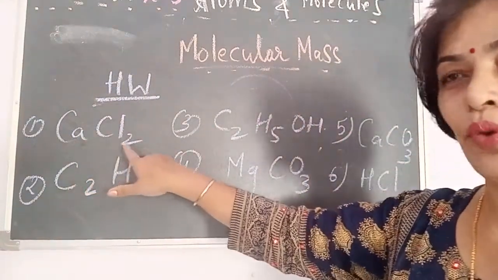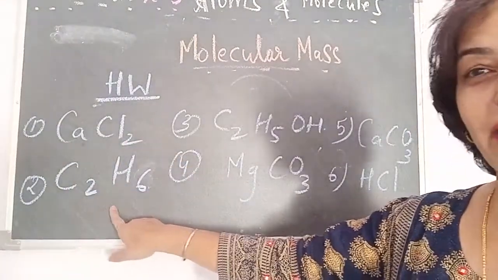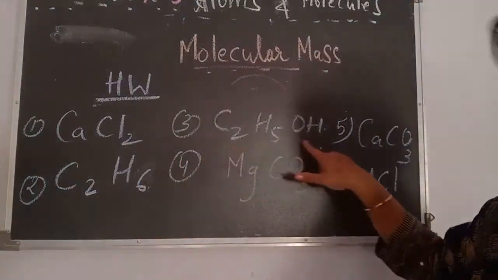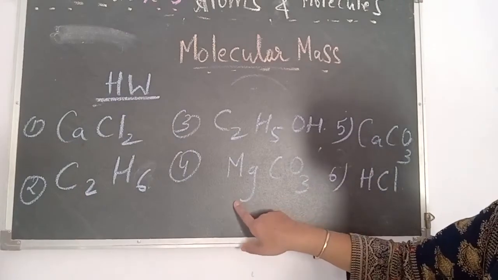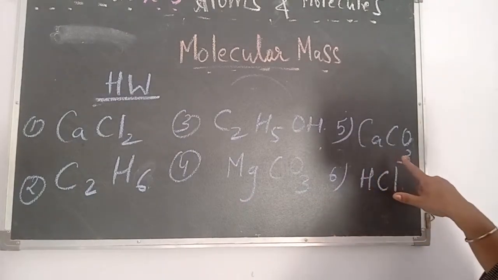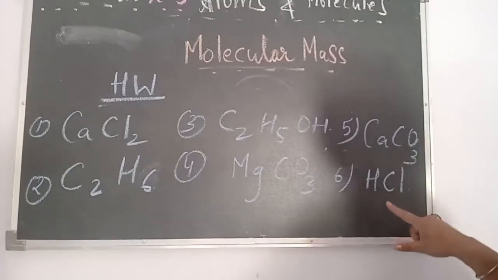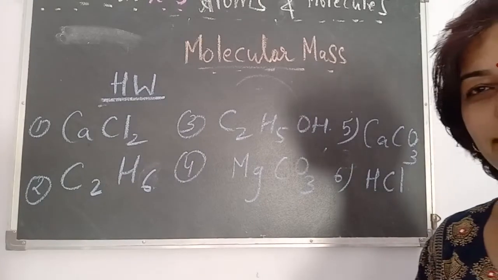This is calcium chloride. This is ethane. Okay, children. This is ethanol. Okay. This is magnesium carbonate. This is calcium carbonate. Okay, and this is hydrochloric acid.